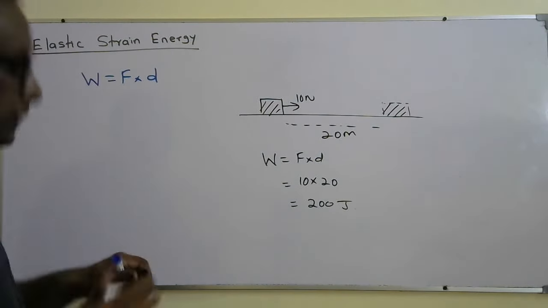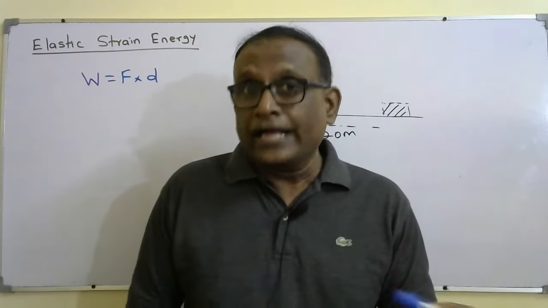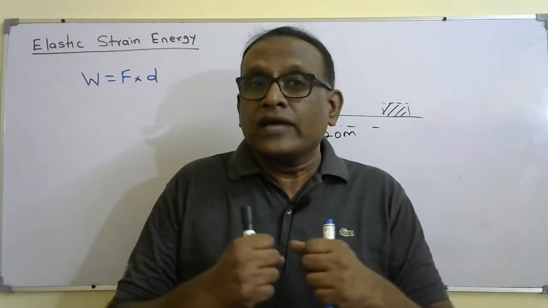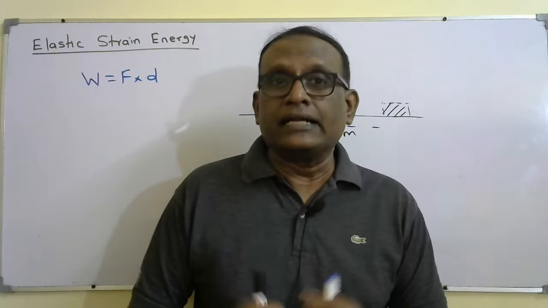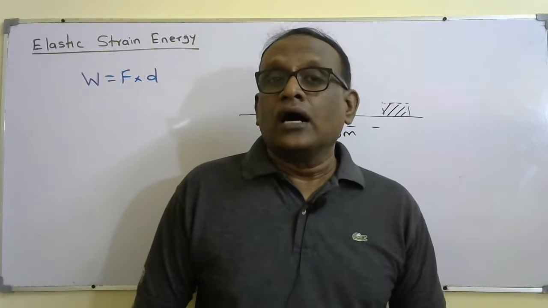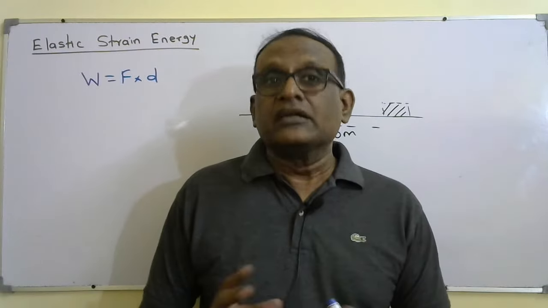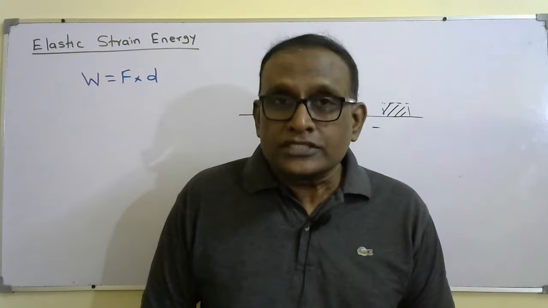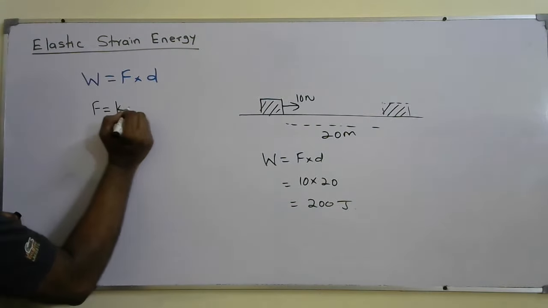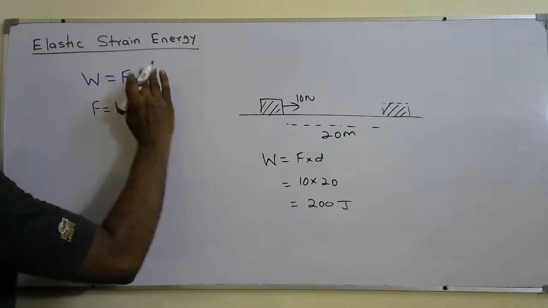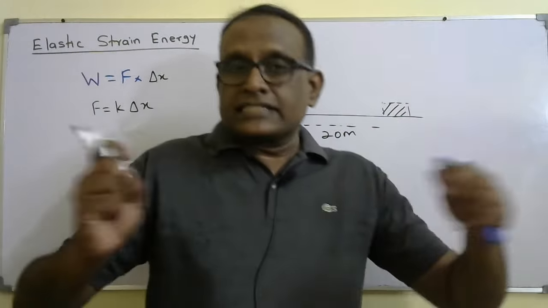But when we think about a spring or something like a wire or rod, we know that when we are stretching a material like a spring or wire or rod, or compressing a material like a spring or rod, the force won't be constant. F equal K delta X. If the material obeys Hooke's law, the force is given by F equal K delta X. The distance moved, that is the amount of compression or extension, is delta X.